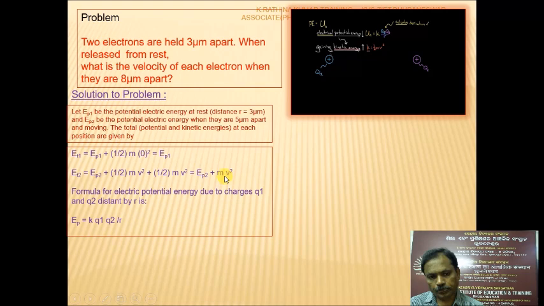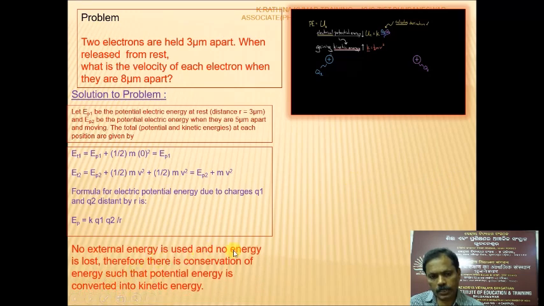The formula for electric potential energy due to the charges Q1 and Q2 at distance R is given by: potential energy is equal to K Q1 Q2 by R. It's common for both.